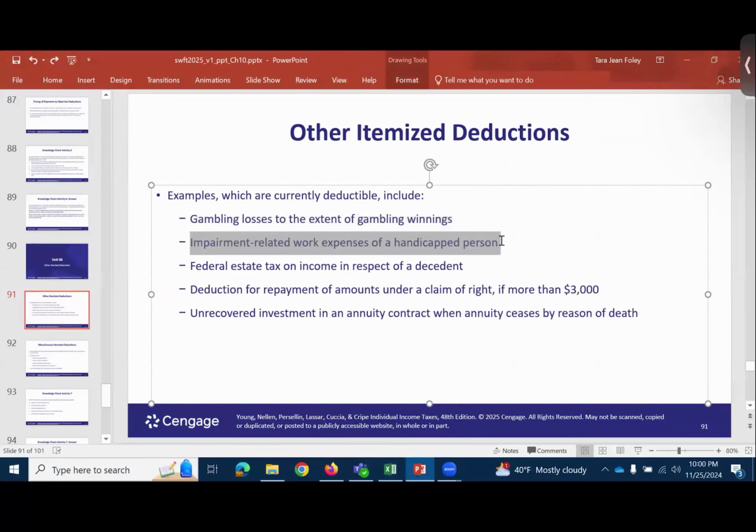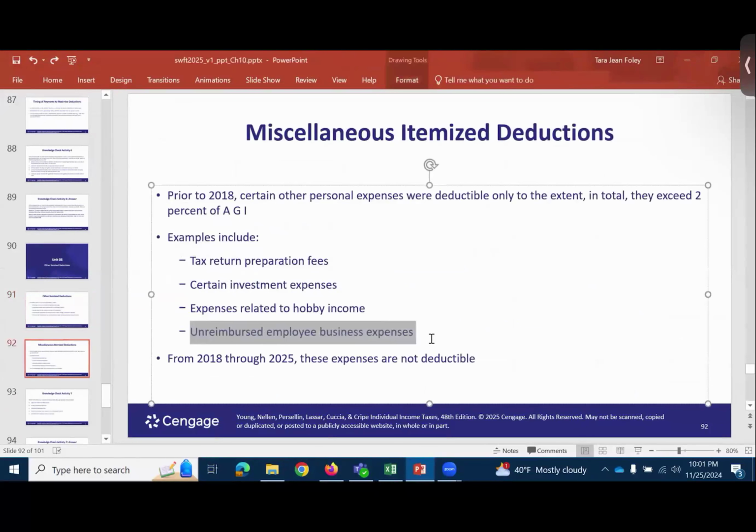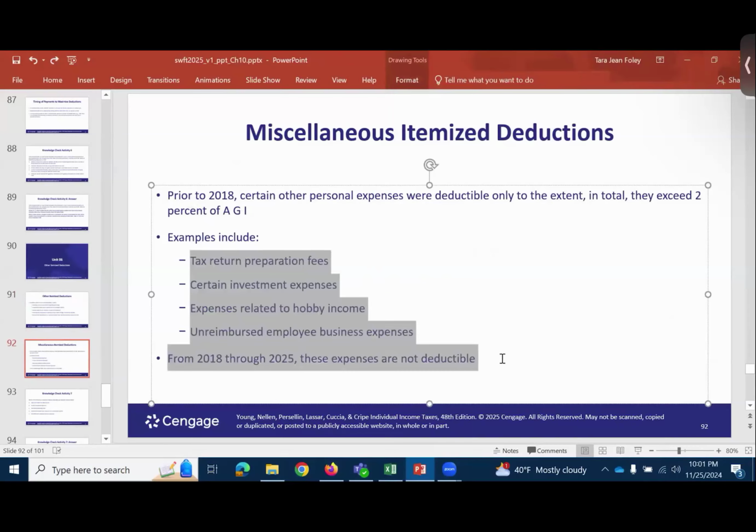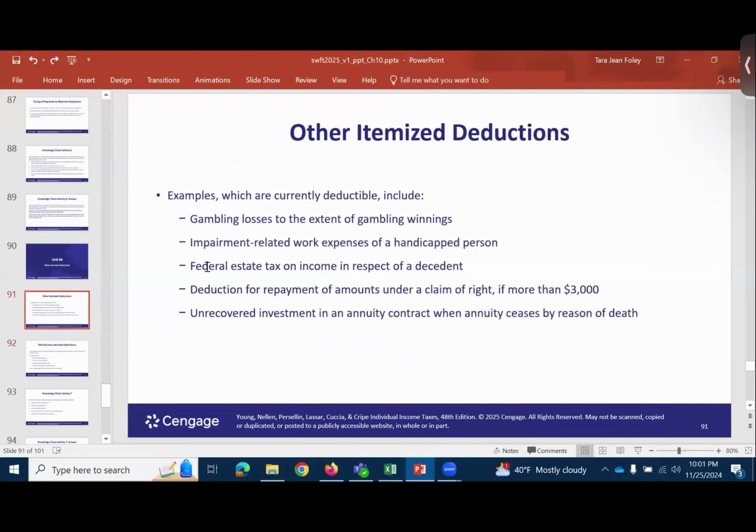Impairment related work expenses of a handicapped person. It used to be that you can deduct unreimbursed employee expenses, but all of these are taken away between 2018 and 2025. These were things that used to be deducted but aren't anymore. So this unreimbursed employee business expense is not allowed. However, if you are an impaired person, you can.